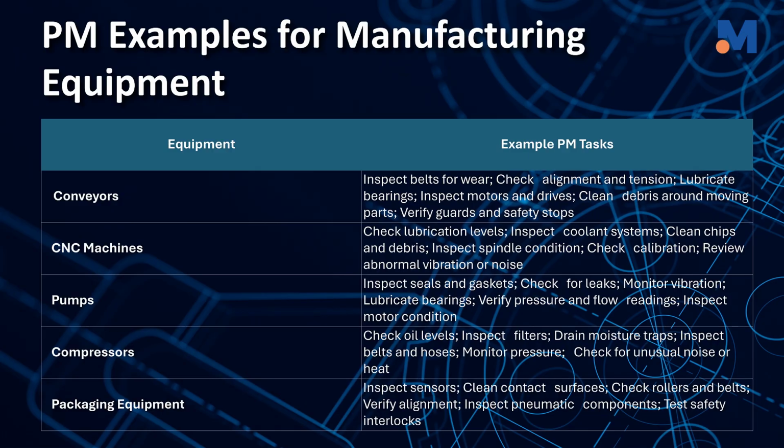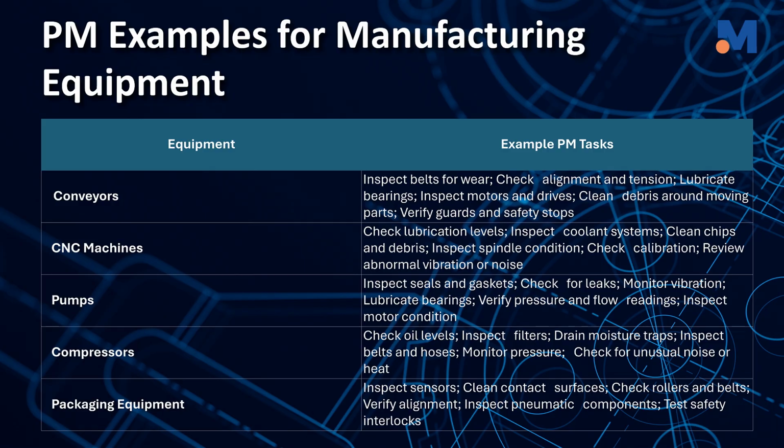For conveyors, inspect belts for wear. Check alignment and tension. Lubricate bearings. Inspect motors and drives. Clean debris around moving parts. Verify guards and safety stops. For CNC machines, check lubrication levels. Inspect coolant systems. Clean chips and debris. Inspect spindle condition. Check calibration. Review abnormal vibration or noise.